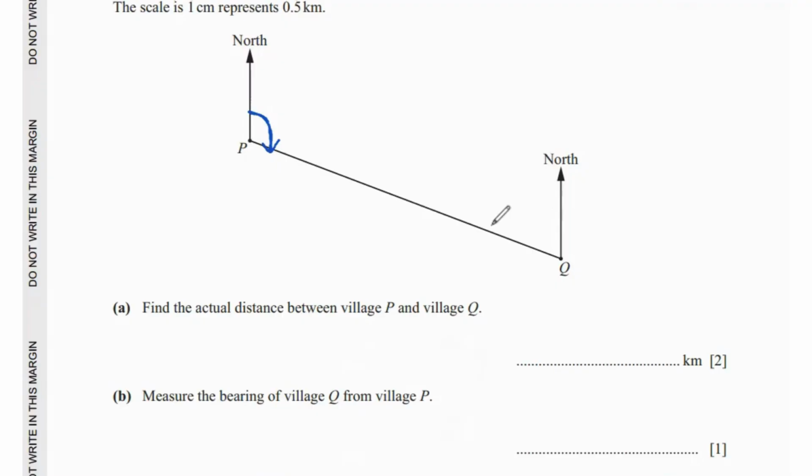For this, you will need your protractor. You will put it over here at P and measure the angle. So that will give you the bearing. As you can see, the angle is more than 90 degrees, so it's going to be somewhere between 100 to 112. I can't measure it right now because I'm doing this online, but when you solve this, just use the protractor correctly and measure this angle.